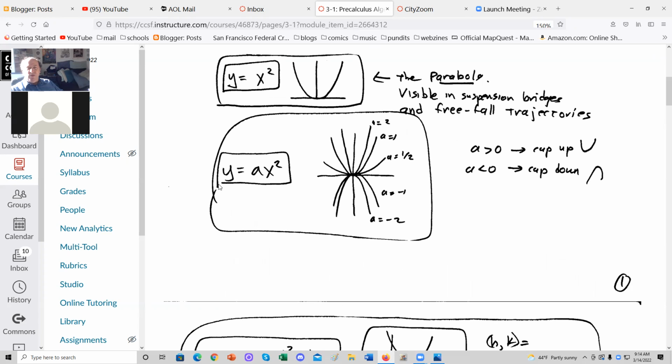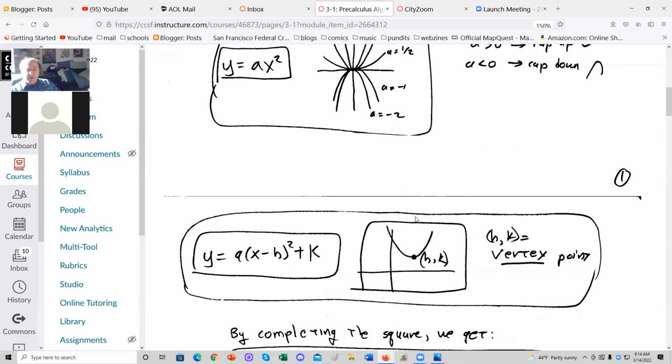Now, if you have the graph y equals ax squared, the way it looks depends on the value of a. If a is positive, it's a parabola cup up. If a is negative, it's a parabola cup down. The bigger the absolute value of a is, the longer and thinner the resulting parabola. So here's one for a equals 2, here's one for a equals 1, a equals half, and a equals -1 and a equals -2 look like that.